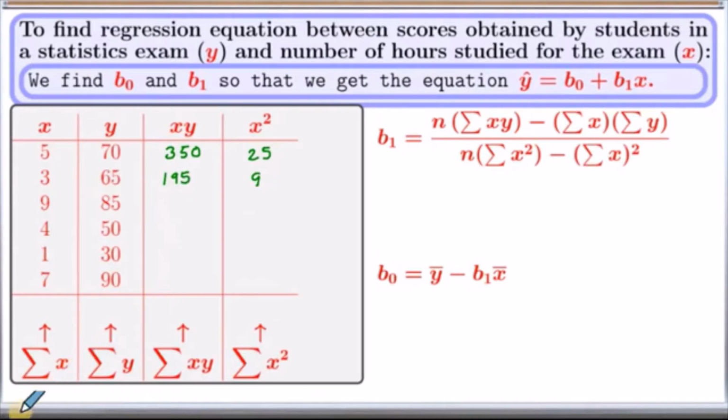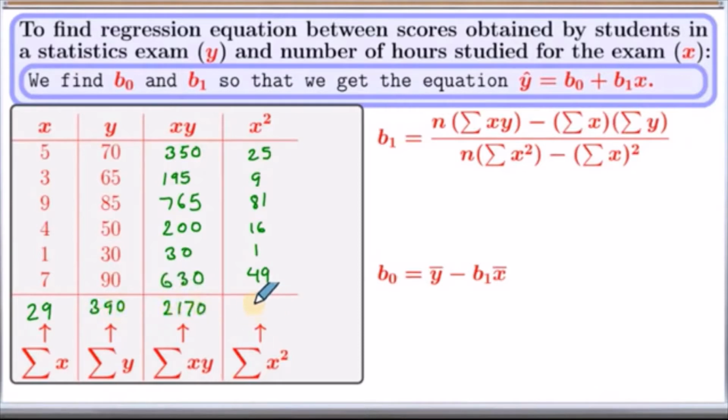Similarly, we can fill the rest out here. I have written down all the values for x, y, and x squared. Now, once we have this part filled out, we can easily find sum of x, sum of y, sum of xy, and sum of x squared. So now let's find sum of x. When we add all these numbers here, that comes out to be 29. When we add all the numbers in this column, the total is 390. And here the total is 2170. And finally over here, the total is 181.